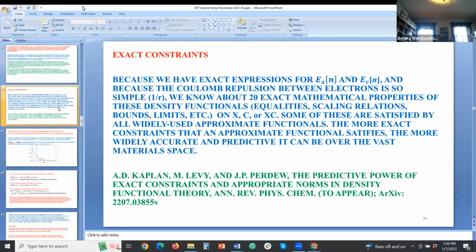You can read about all the exact constraints and how they are used to construct functionals in the paper that's mentioned in green below on the bottom of the slide. It's by Aaron Kaplan, Mel Levy, and myself. It's called The Predictive Power of Exact Constraints and Appropriate Norms in Density Functional Theory. It will be published in the Annual Reviews of Physical Chemistry soon, I believe, but it's also available on the arXiv. The arXiv number is given here. 2207.03855.